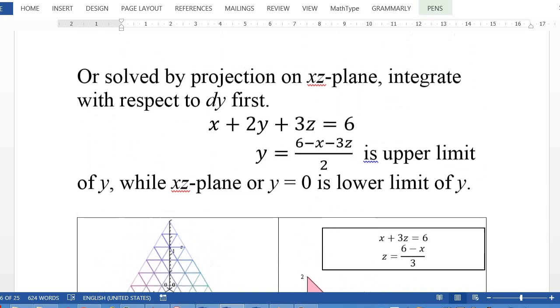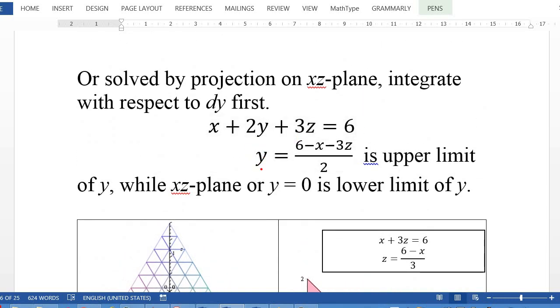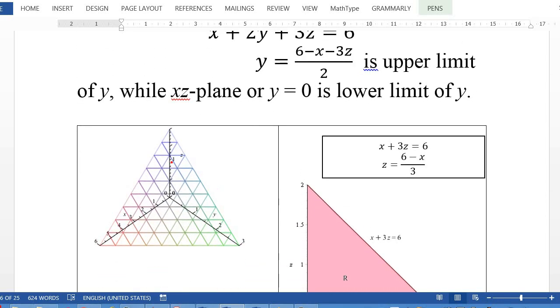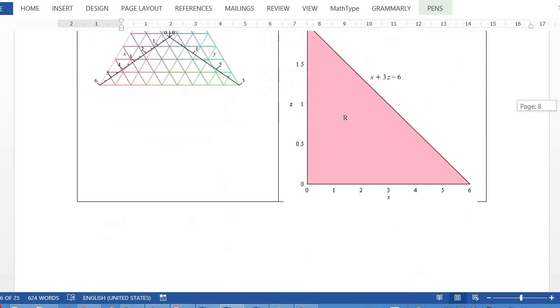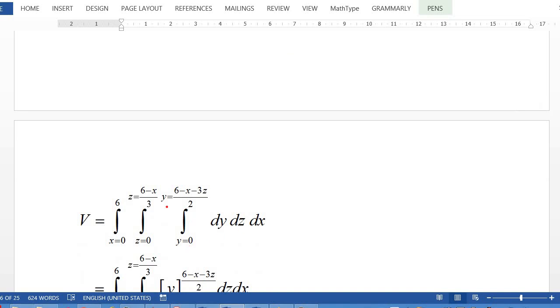So if you integrate with respect to y first, you have to get y as the subject from the tetrahedron equation here, where y will be 6 minus x minus 3z divided by 2. So this will be the upper limit of y, where the lower limit will be the projection of the region R, which is on the xz plane, or y equal to 0. So y equals 0 is the lower limit, and this will be the upper limit. We put it here: y from 0 until y equal to 6 minus x minus 3z over 2.